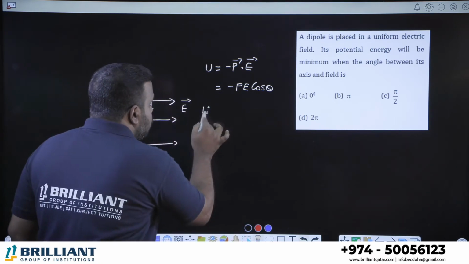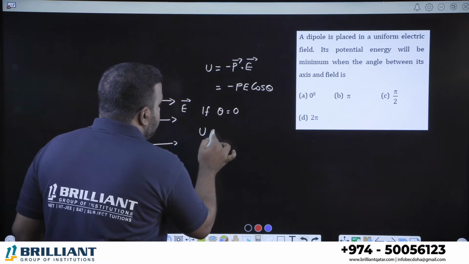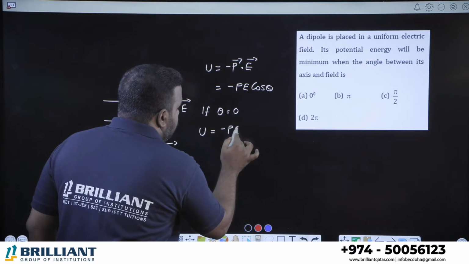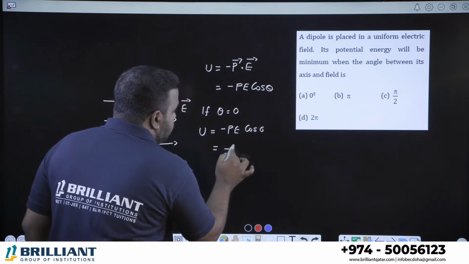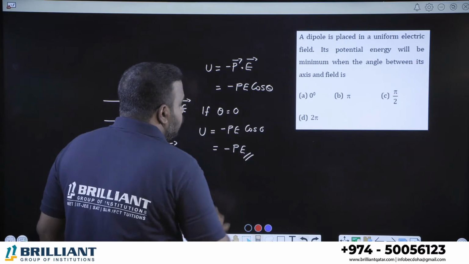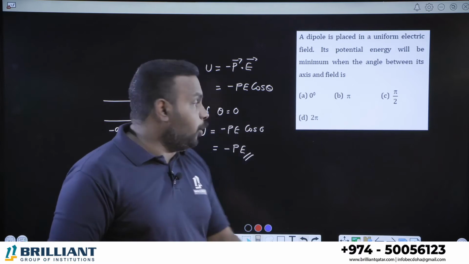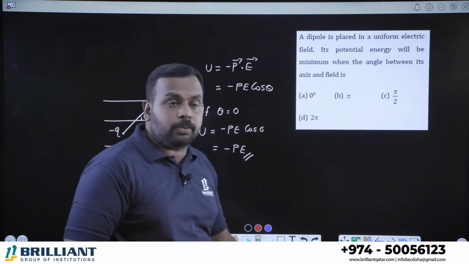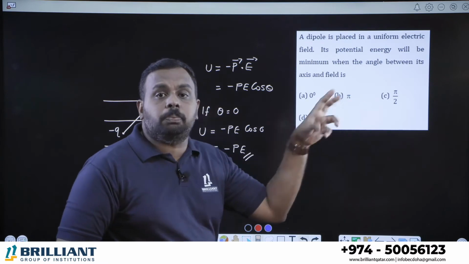If theta is equal to 0, that's our option A. If theta is equal to 0, what do we get? U is equal to minus PE cos 0, right? Cos 0 is equal to 1. So we're getting minus PE. That's it, potential energy is minus PE. Now if you take theta as 90, potential energy will be 0. Theta is 180 means you'll get potential energy equal to PE.